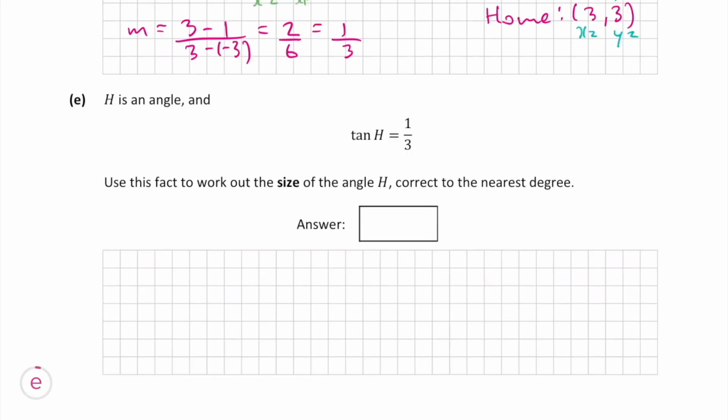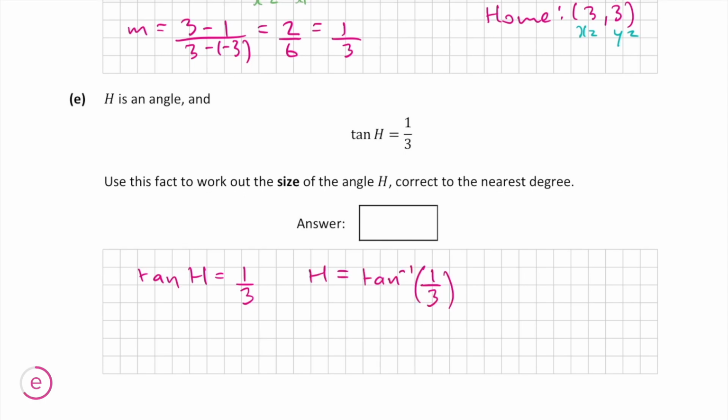Finally, in part E, we're told that h is an angle such that tan h is equal to 1/3. We have to use this fact to work out the size of the angle h correct to the nearest degree. So the equation we're given is tan h equals 1/3, and so to find the size of h, we get the tan inverse of each side. So therefore h is equal to the tan inverse of 1/3, and when you put this into your calculator, you get an answer of 18.4349, which is 18 degrees, correct to the nearest degree.